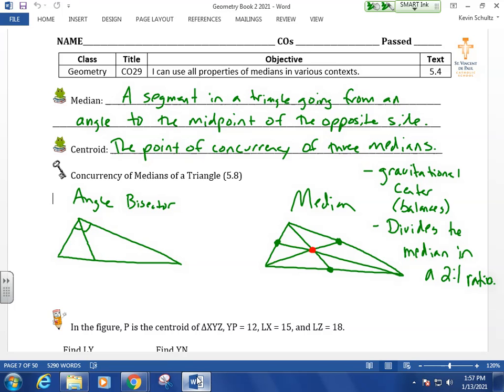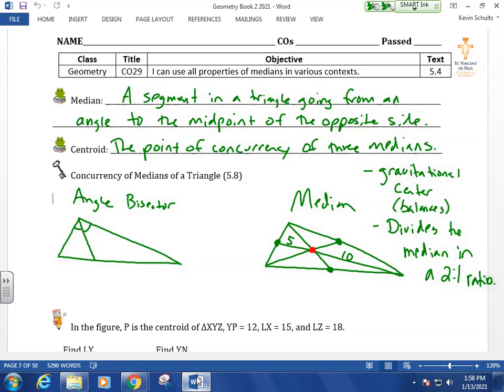So if I told you that the length of that short section of that median is 5, what would the long section of that median be? 10. And the total length of the median would be 15. Okay? So 15 length divided into 2-to-1 ratio would be 10-to-5. One's double the length of the other.